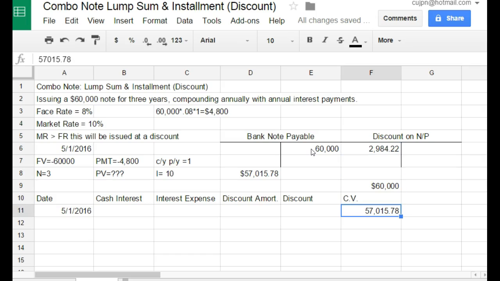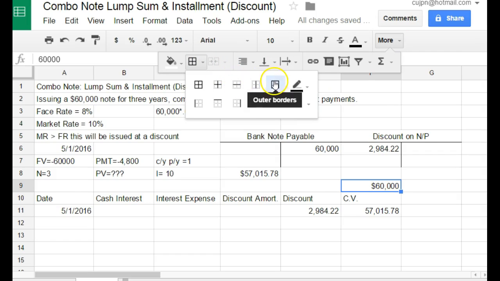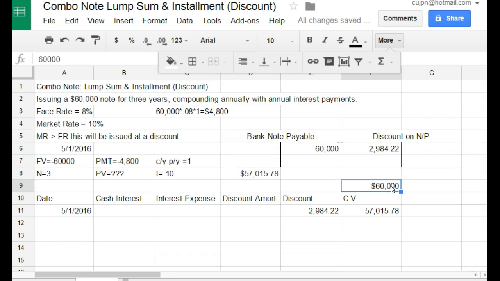So you can see how we get a carrying value of $57,000. If we take the $60,000, we take out the discount, and the discount in this example would be $2,984.22, you're going to get that carrying value of $57,015.78. So I like to take this piece here and highlight it and say, hey, this is the face value of the note. This is what I have in the discount account, and I'm going to slowly work my way up towards the face value, excuse me.